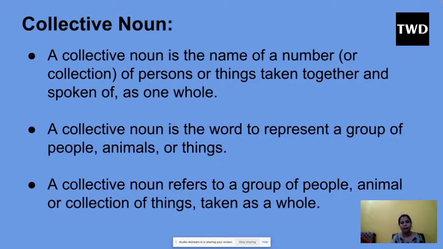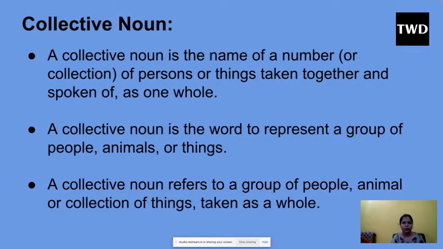Say, for example, I'm telling a dozen of bananas. A dozen of bananas. Am I speaking about one banana? No. In a dozen, there are 12 bananas. So you might understand, okay, a dozen of bananas. A bunch of grapes, a bouquet of flowers, right?